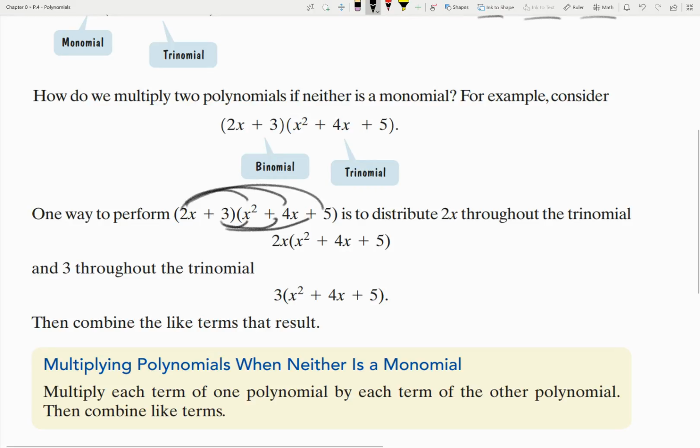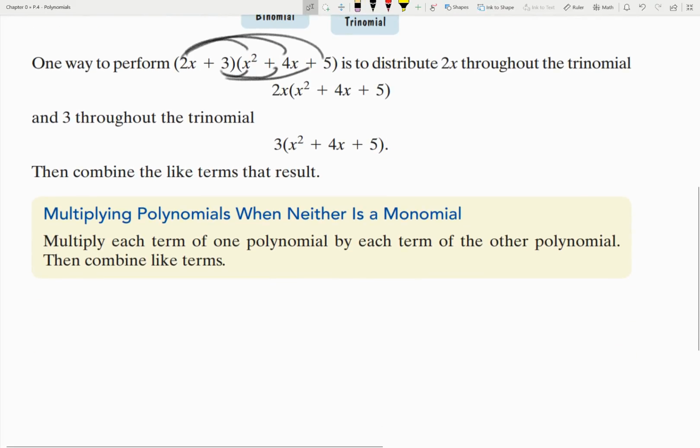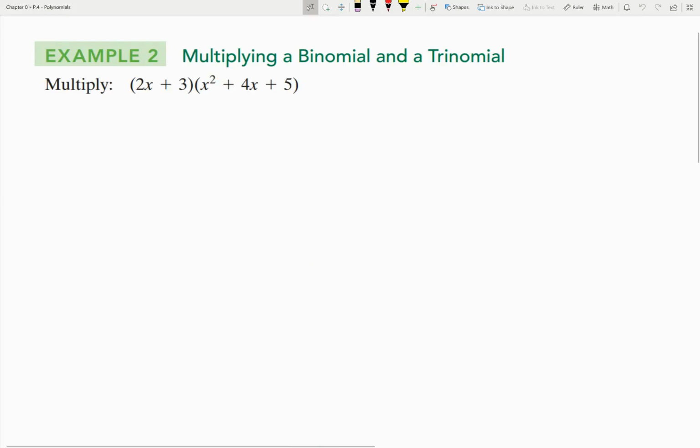In this case, we have a binomial times a trinomial, and go figure, when we do this, we're going to have 6 terms that we have to combine at the end. Works for trinomial times a trinomial, then you'd have 9 terms at the end to combine. So again, our rule here is multiplying polynomials when neither is a monomial. Each term of one polynomial gets multiplied to the other polynomial, and then you combine the like terms.